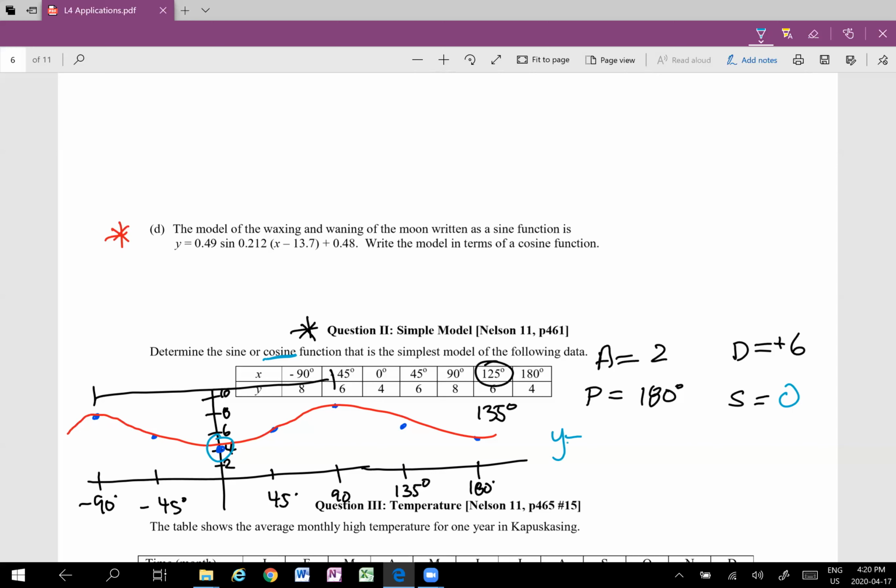The answer is going to be y equals 2, because the amplitude is 2. I'm going to use cosine. Let's do the b value right now. So the b value is 360 degrees divided by 180, which I think everyone agrees is 2. So that's not a big deal. We're using x, I think. Yep, x. Oops, there was none, so let's just erase that. And it's plus 6.